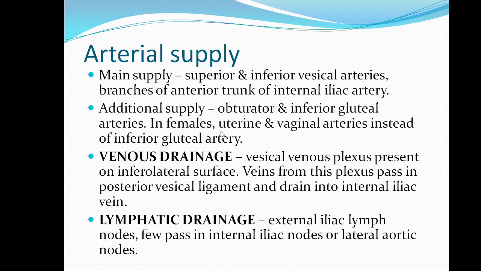The blood supply. The arterial supply is by the superior and inferior vesical arteries, which are branches of the anterior trunk of the internal iliac artery. The additional supply of the bladder is received from the obturator artery and inferior gluteal arteries. In females, the uterine and vaginal arteries replace the inferior gluteal artery.